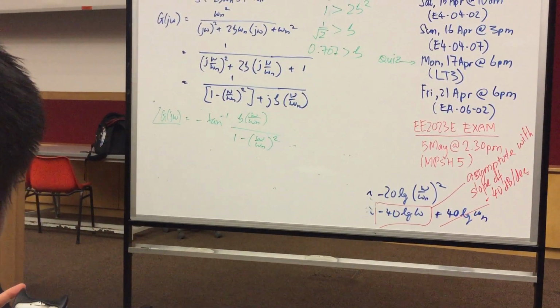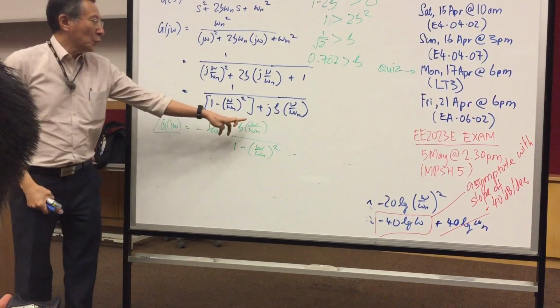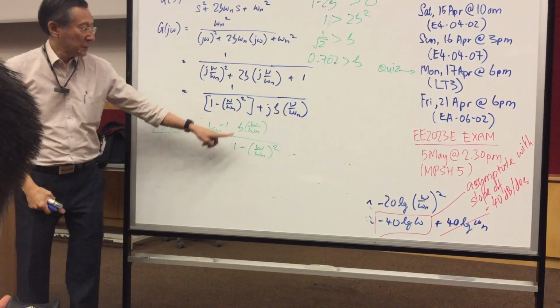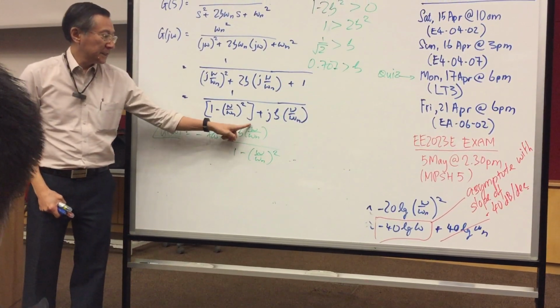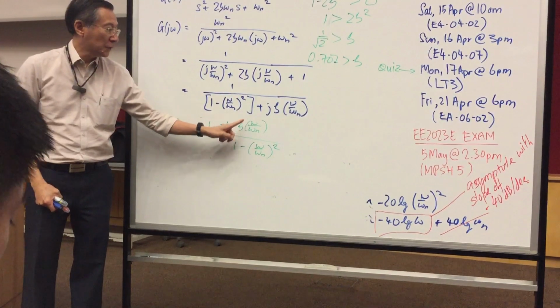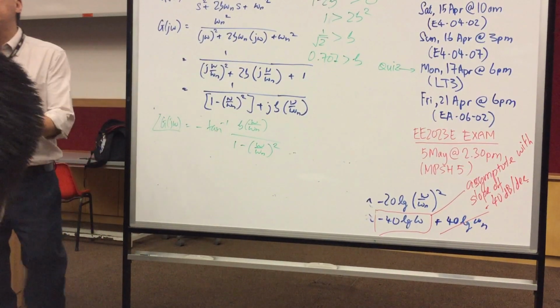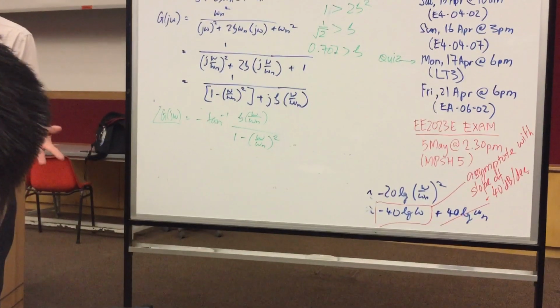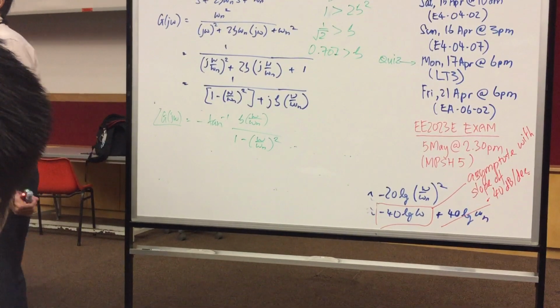So again, let's look at the asymptotic behavior of phase. What happens when omega is 0? This is 0 over 1. You got 0 over 1 because it's also 0. So arctangent of 0 obviously is also 0. So that's the first condition we should mention here.